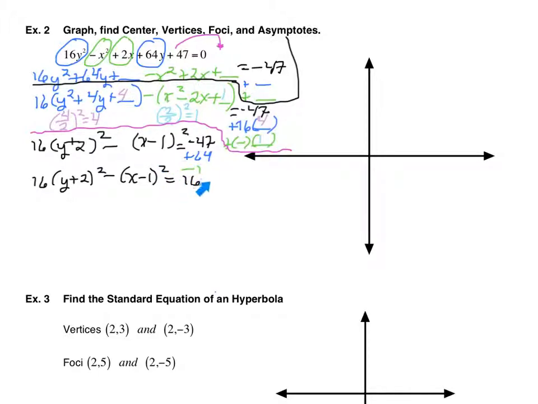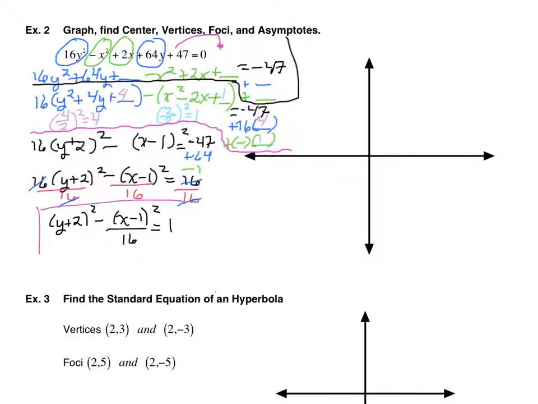What does this right side have to be? A 1. Always on the hyperbolas, the right side's a 1. So we're going to divide by 16, and so does every term, which coincidentally caused the 16s to cancel. So technically, your equation should read (y plus 2) squared minus (x minus 1) squared over 16 equals 1.